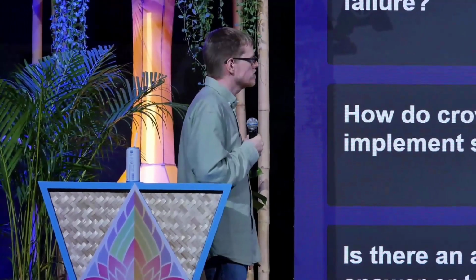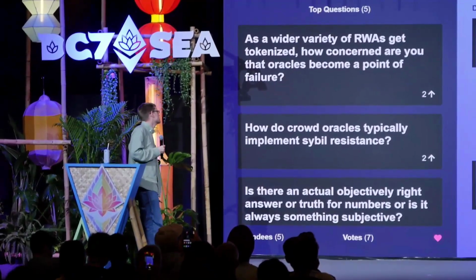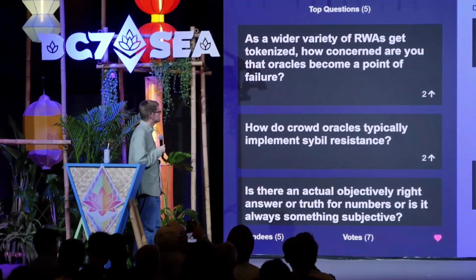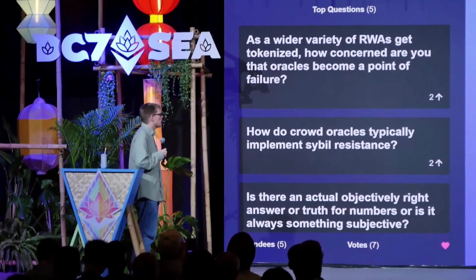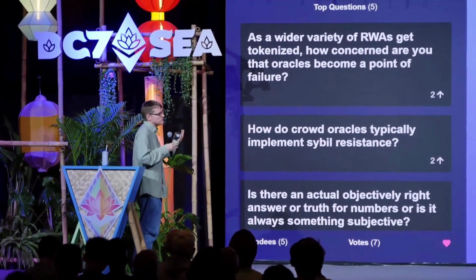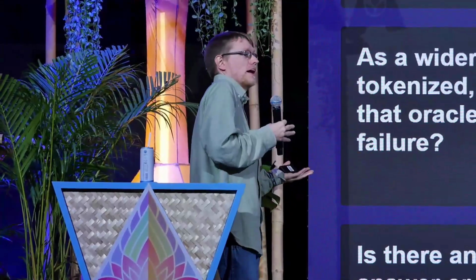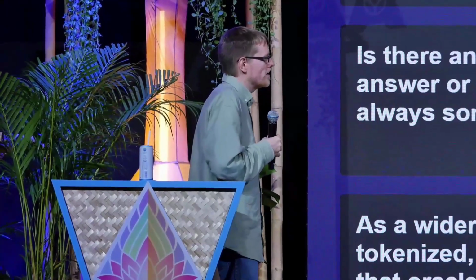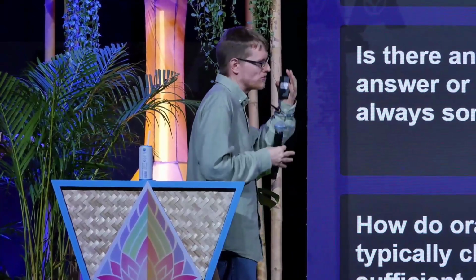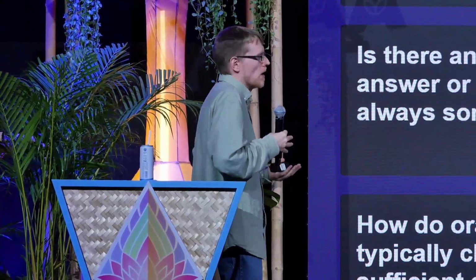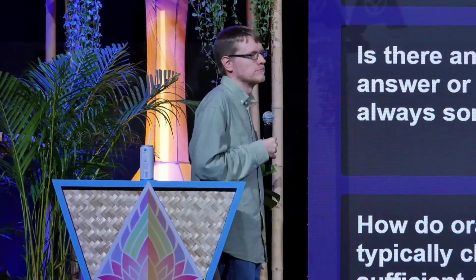So we've got quite a few questions streaming in. As a wider variety of RWAs get tokenized, how concerned are you that oracles become a point of failure? Yeah, the more things you have that are integrated in important ways in your system, the more attack surface you have. If you have real world assets that people are really engaged with and they're providing information, you have lots of watchers. A priori it shouldn't be so bad, but we definitely want to think about how rigorous our oracles are.